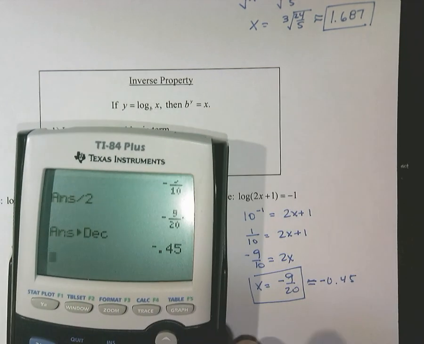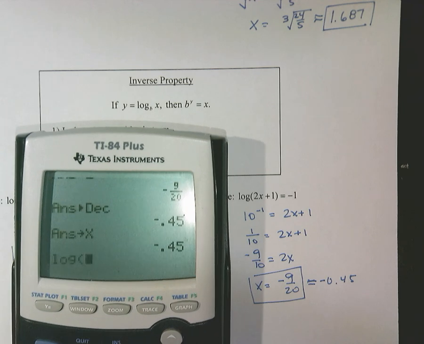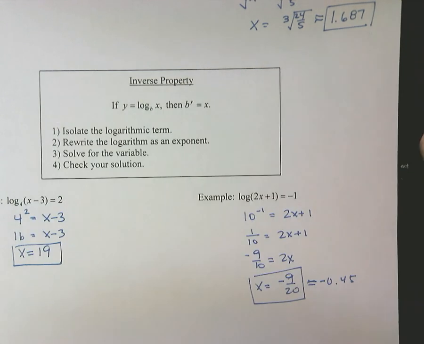I almost forgot I want to check that. So I'm going to store that for x, and then I'm going to type in log 2x plus 1. And I got negative 1, so I did do that correct.